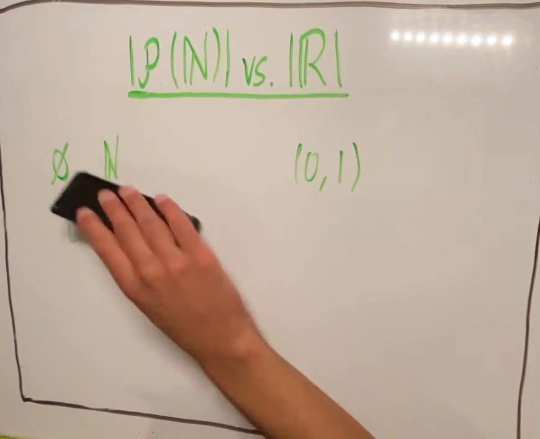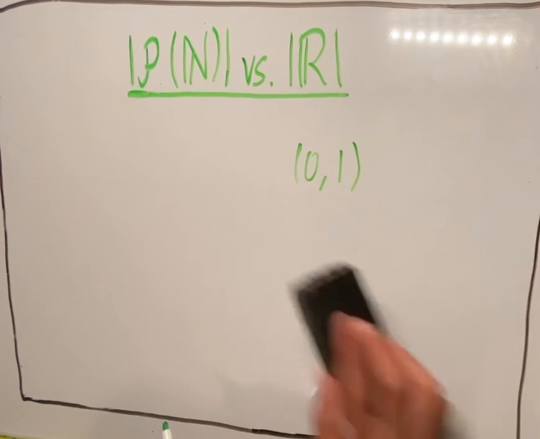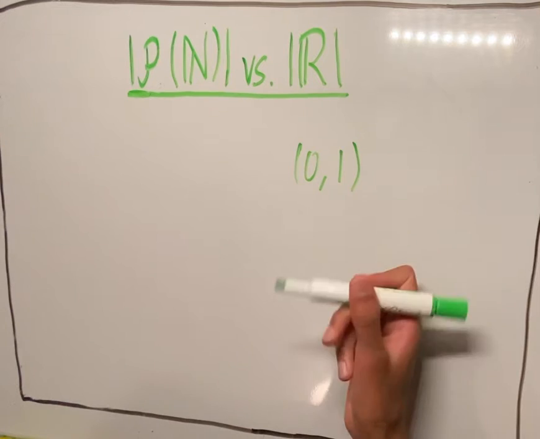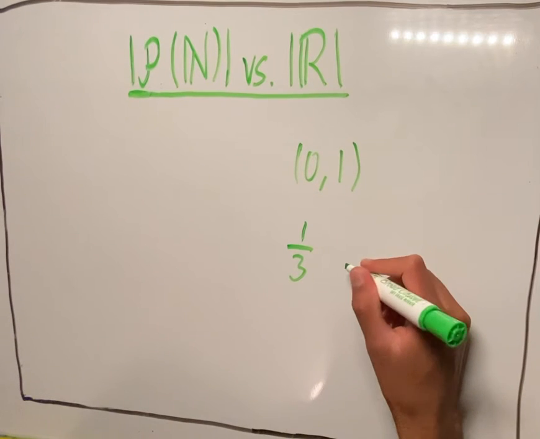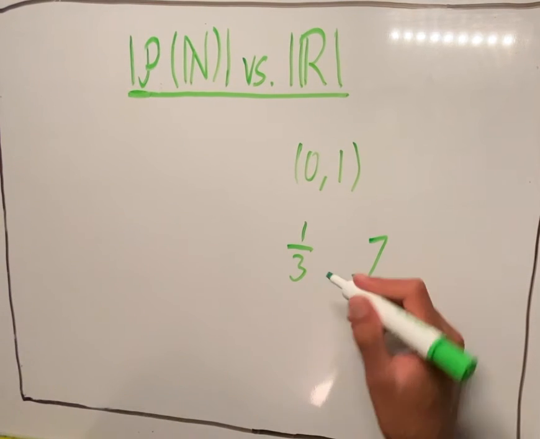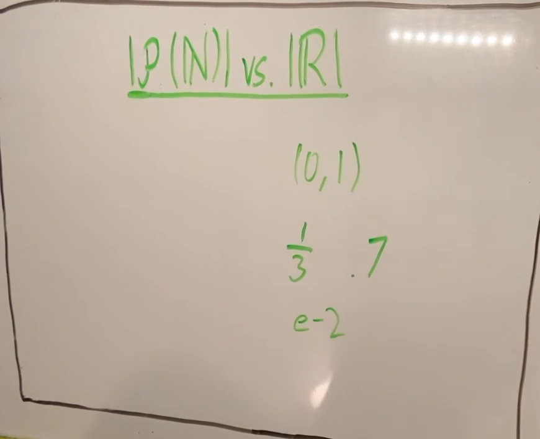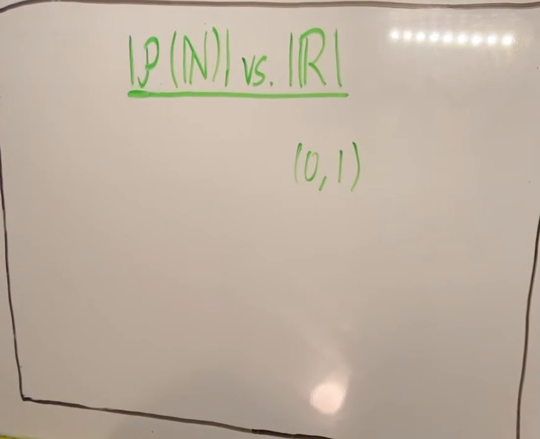So how might we try to create a one-to-one correspondence with the elements of the open interval from 0 to 1? Again, this is just any real number between 0 and 1. That could be 1/3. It could be 0.7. It could be e minus 2. I just wanted to include an irrational number. e is irrational, and it's something between 2 and 3, so e minus 2 is an irrational number between 0 and 1. So all of those things are elements of this open interval.